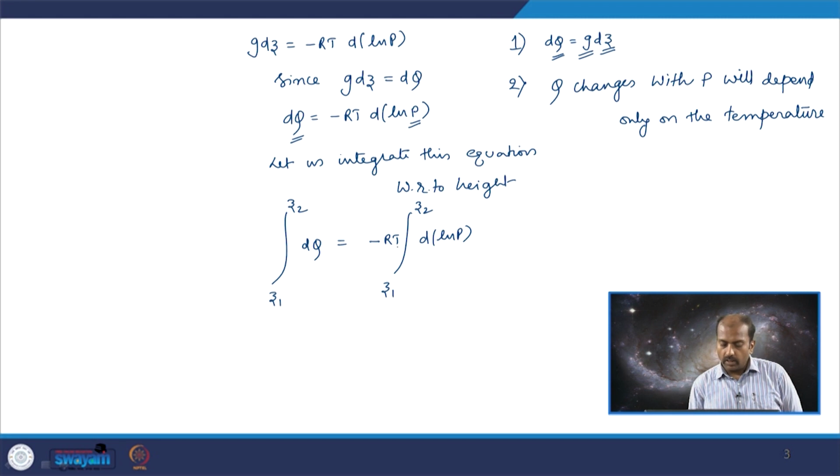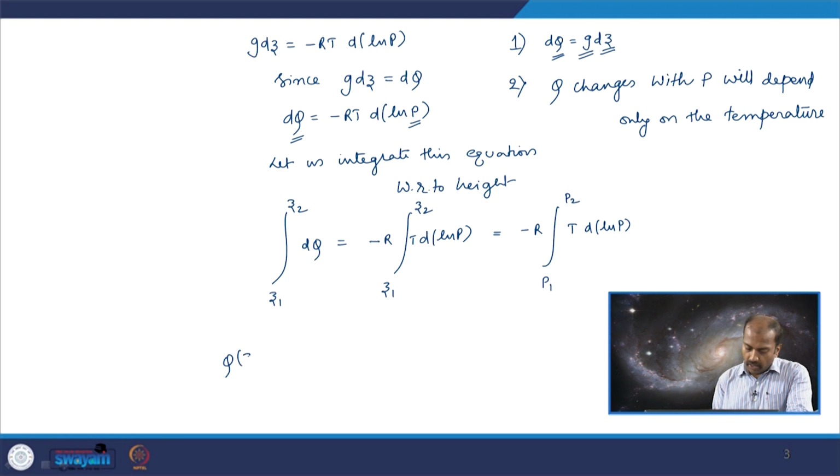Now temperature is not a constant. That means as the height changes, temperature should not be treated as a constant. So temperature should actually be inside the integral, right? R times T d ln p. Or we can also write this equation in terms of the limits of pressure. Let's say the pressure at a height z1 is p1 and pressure at a height z2 is p2, so it should be T times d of ln p, right?